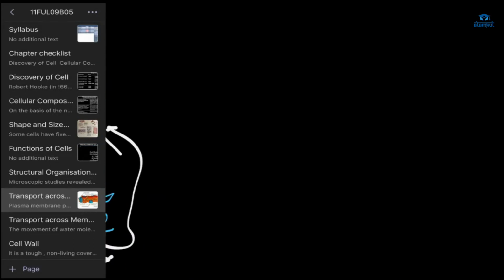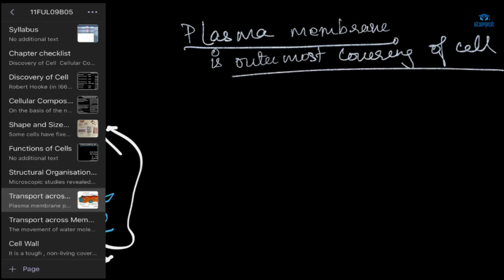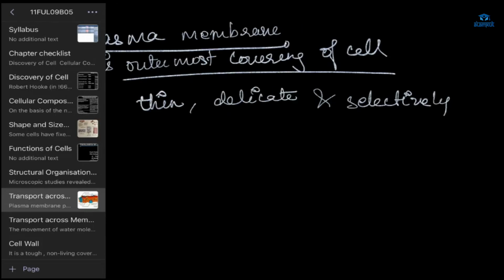First, I have to tell you, the plasma membrane is the outermost covering of this. Can you read? And it is thin, delicate, and selectively permeable. What does it say? Yes, Advita?